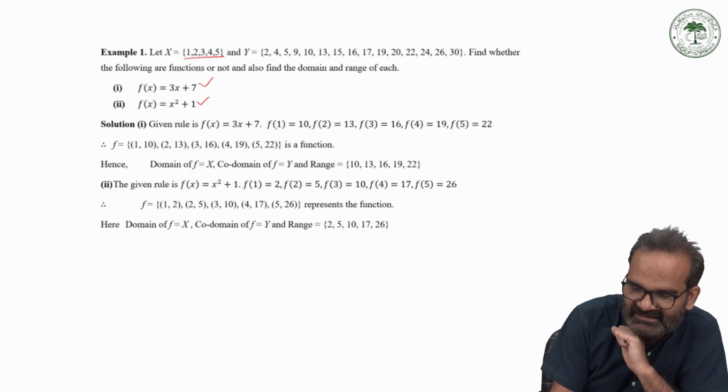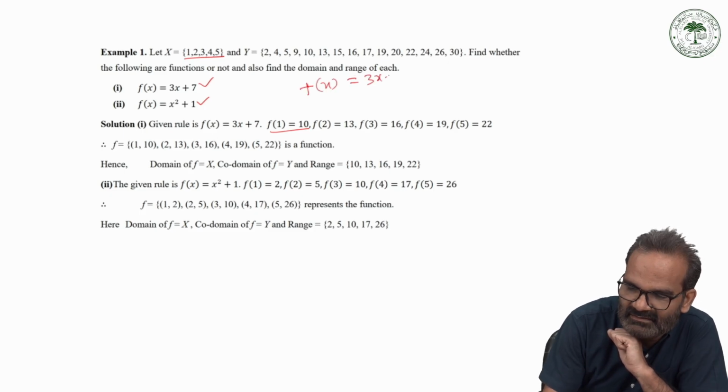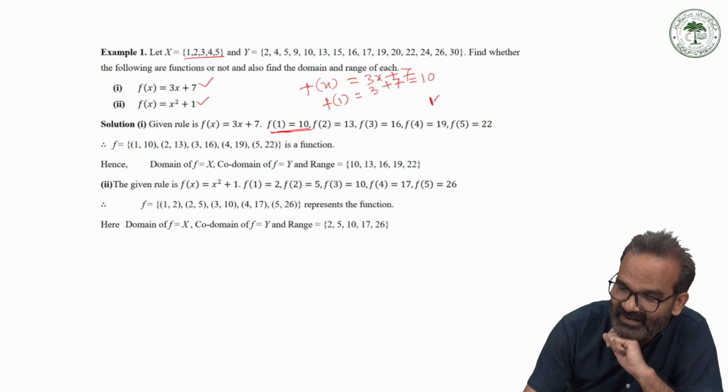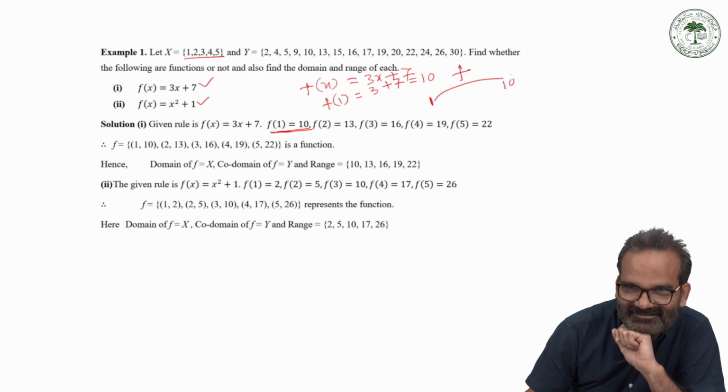Now we take x equal to 1. Put it here in f(x) = 3x + 7. So 3 plus 7 is 10. So if x is 1, then f(x) is 10. What does it mean? It means the image of 1 under f is 10.